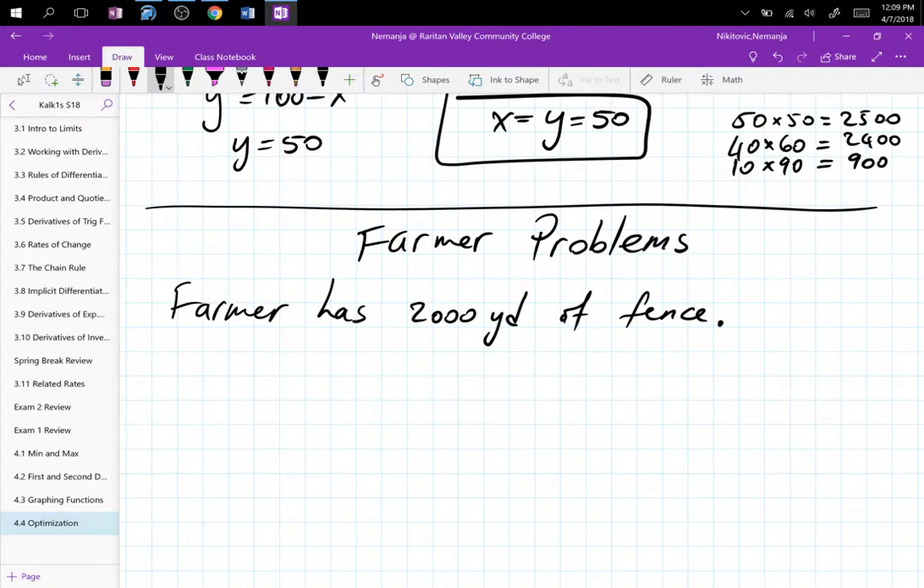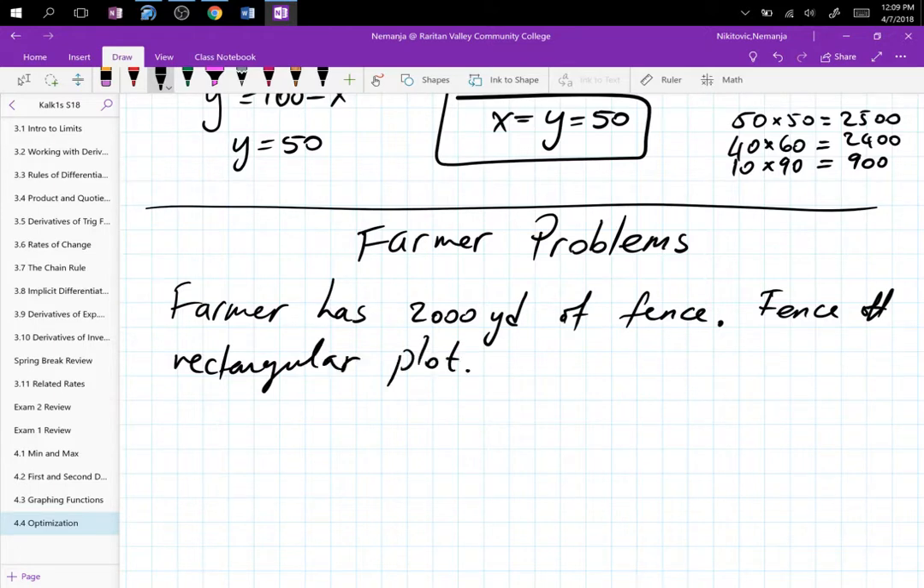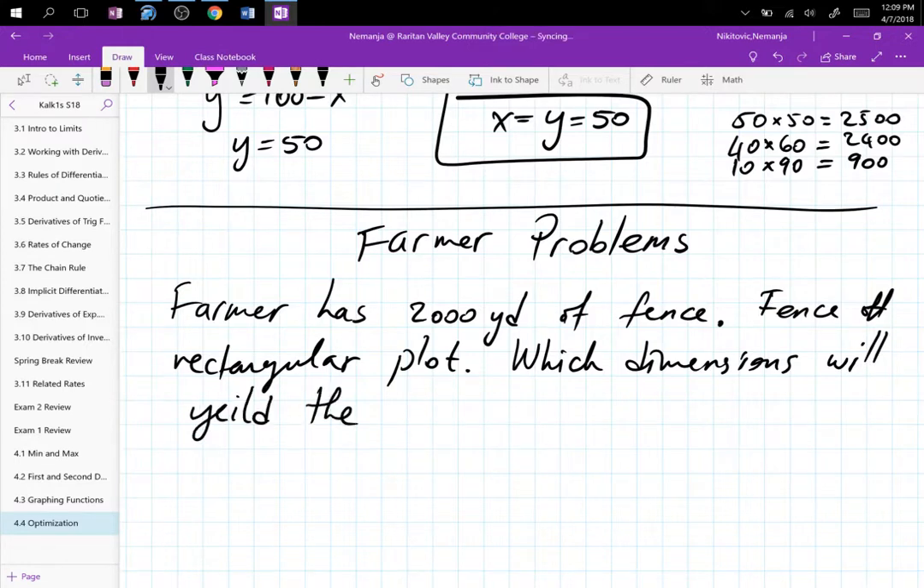He wants to use all of it to fence off a rectangular plot. So which dimensions will yield the largest area?